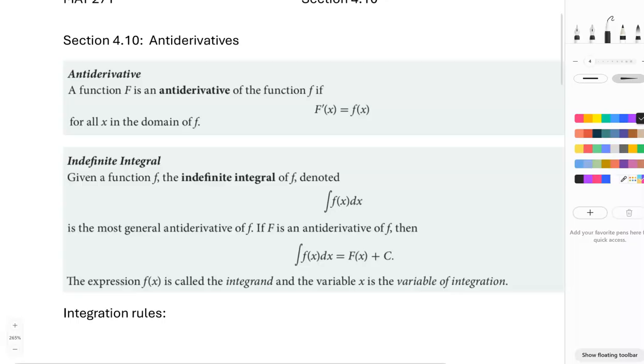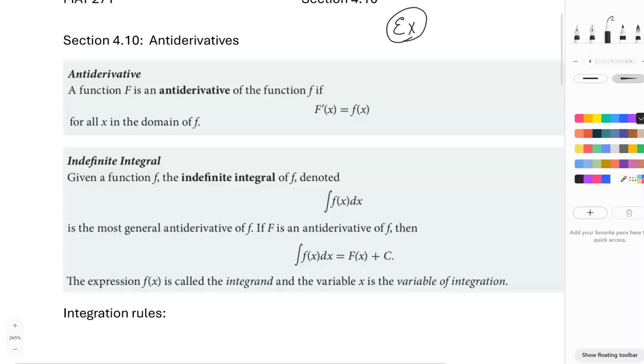A function capital F is an antiderivative of the function lowercase f if capital F prime of x is equal to f of x for all x in the domain of the lowercase f. So I'm going to give you an example.